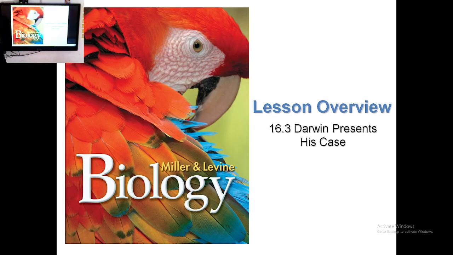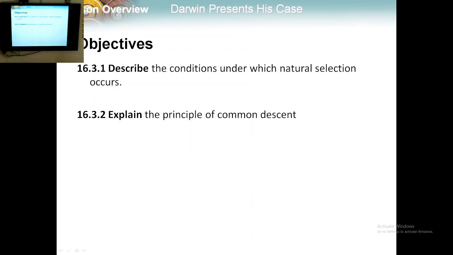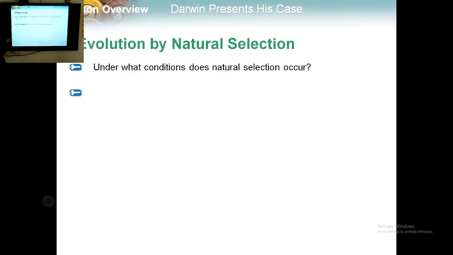Darwin presents his case. In this lecture, we need to check what the main proposal of Darwin is. For my objectives today, I need you to describe the conditions under which natural selection occurred and explain the principle of common descent. The first part is evolution by natural selection. We need to check the evolution by natural selection mechanism. We are talking about the natural, not the artificial.